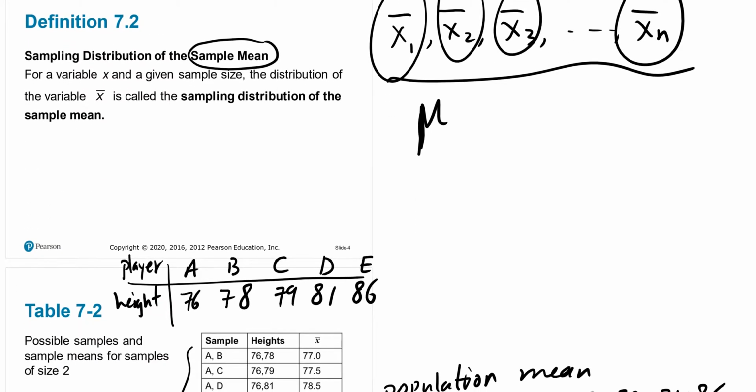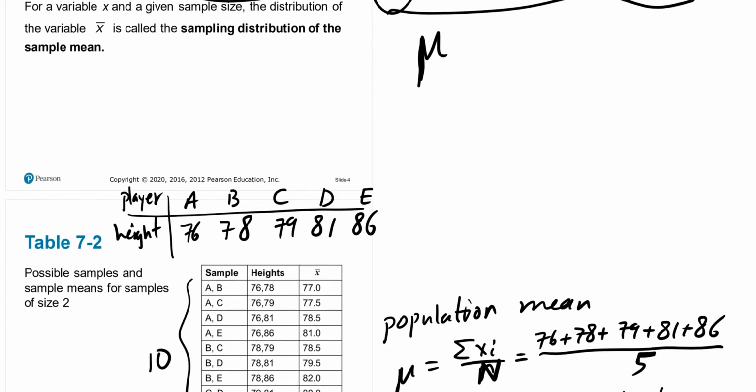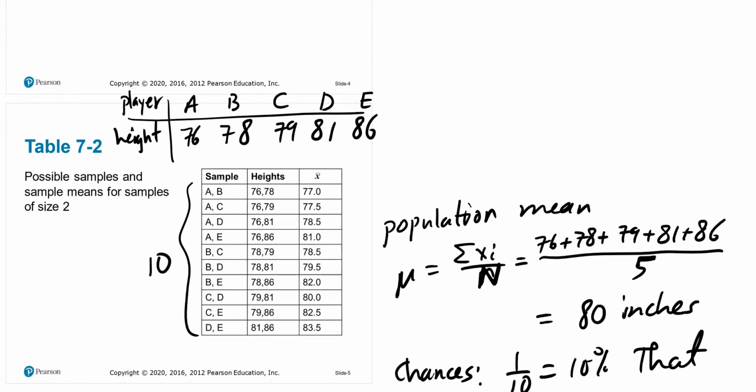To do that, let's look at this example. We have 5 players, named A, B, C, D, E. The first player is 76 inches tall, the second 78 inches, then 79 inches, 81 inches, and 86 inches. Focusing on the table on the left for now, we took them pairwise: A with B, A with C, A with D, A with E, then B with C, B with D, B with E, then C with D, C with E, and D with E. There are 10 possibilities.